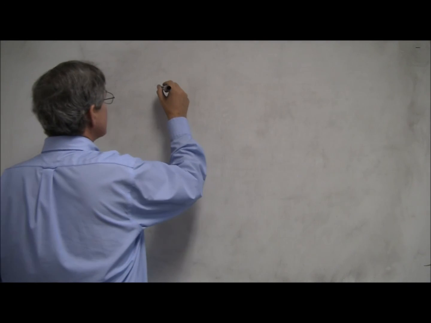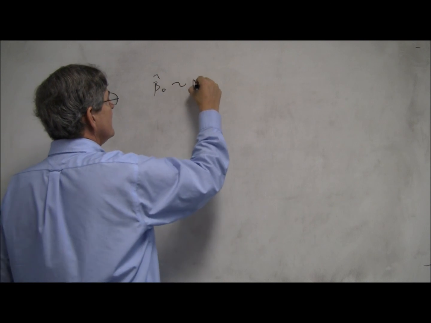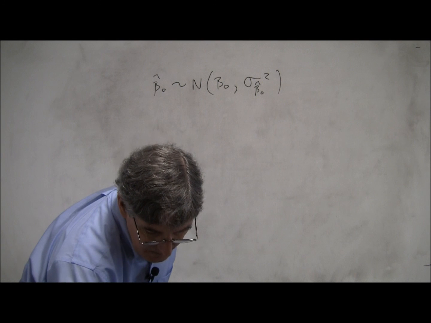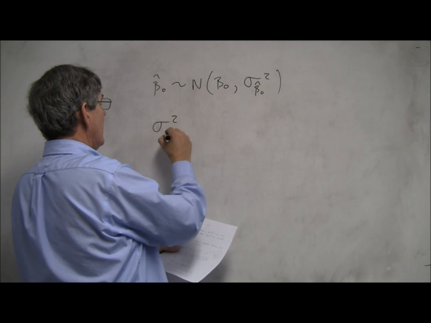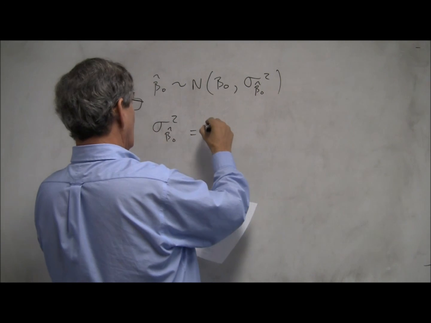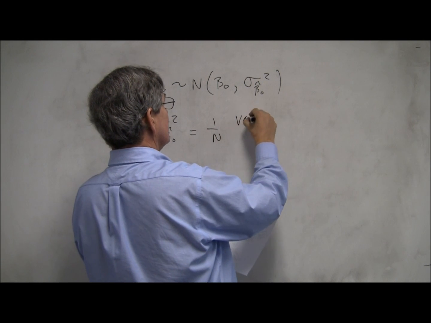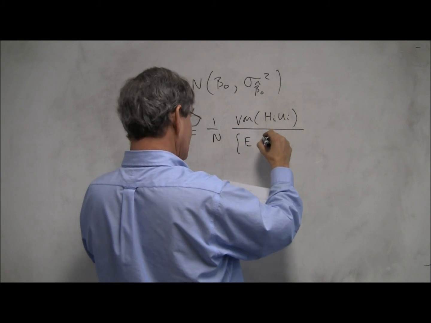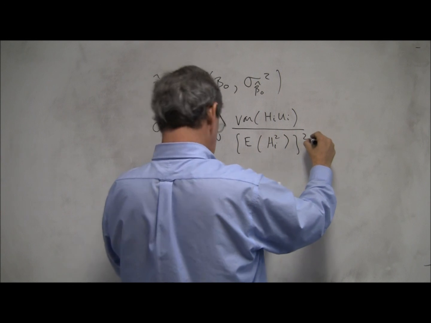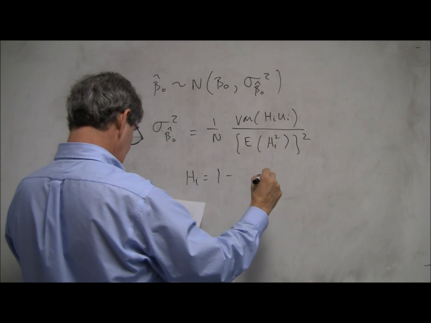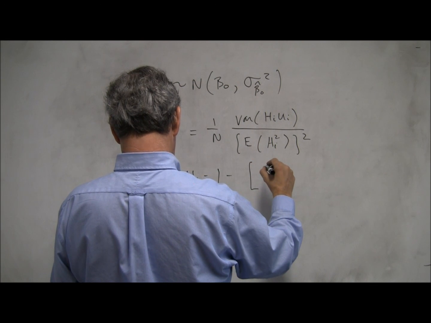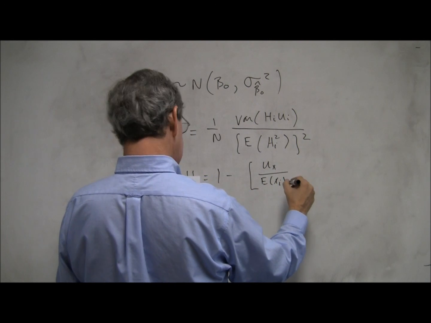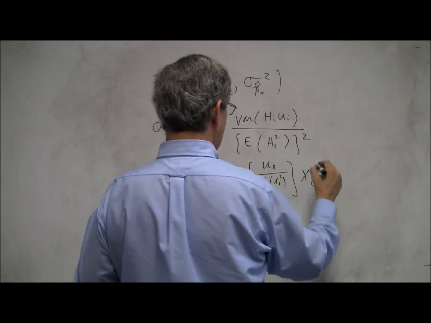Okay, what about beta naught hat? This is a little more complicated, but beta naught hat is also distributed normally with mean beta 0 and variance sigma squared of beta naught hat, where sigma squared of beta naught hat is equal to 1 over n times the variance of hi ui over the expected value of hi squared, where hi is 1 minus the mean of x over the expected value of xi squared times xi. So that's fairly complicated.